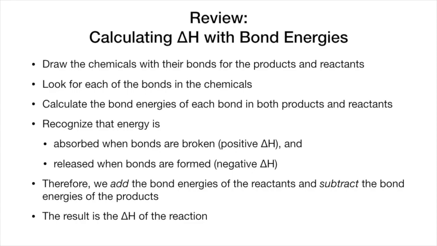Okay, and so we're going to recognize that energy is absorbed when bonds are broken, and it's released when bonds are formed. Therefore, we add the bond energies of the reactants and we subtract the bond energies of the products, and the result is the delta H of the reaction. All right? So that's one way of calculating delta H.